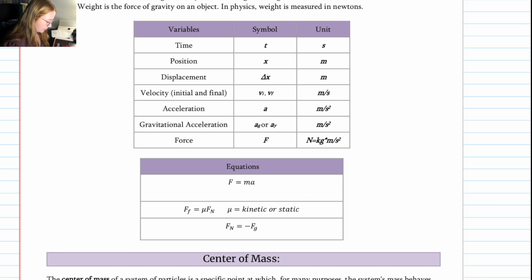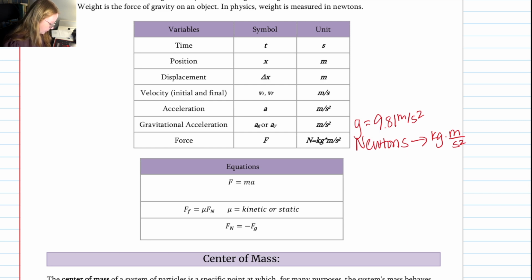We have time as seconds, position as meters, displacement is change in position, which is also meters. You have your velocity, which is meters per second, acceleration, meters per second squared. We also have gravitational acceleration, which we also write as a little g, which is meters per second squared, and that's 9.81 if we're on Earth. And then our new unit is force, which is actually newtons. Newtons is the SI unit, but that can be broken down into kilograms times meters per second squared.